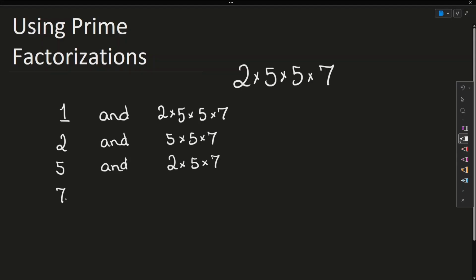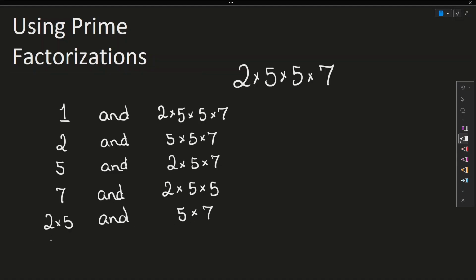I could pull a 7 out of the factorization. Then I'm left with 2 times 5 times 5. That's all the ways I can pull one number out, so let's look at pulling 2 numbers out, a 2 and a 5. If I did that, I'd be left with a 5 and a 7. I could also do a 2 and a 7. If I did that, I'd be left with a 5 and a 5. And that's actually it, because all of the other possible combinations of 2 would be 5 and 5, which I already have, and 5 and 7, which we already have.